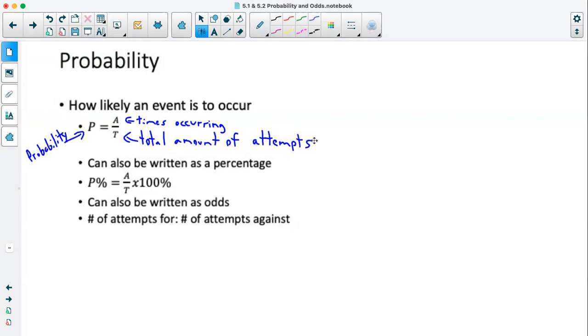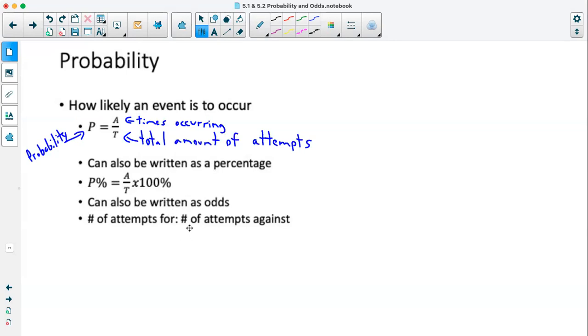So for example, if you're rolling a die and trying to get a specific number and you roll it 50 times, that'd be the amount of attempts, and the amount of times you got that specific number would be your A. Now, this gives us a probability as a ratio. We can leave it as a fraction, reduce to lowest terms, or change it to a decimal. Alternatively, we can multiply it by 100, add a percentage sign, and write it as a percentage.